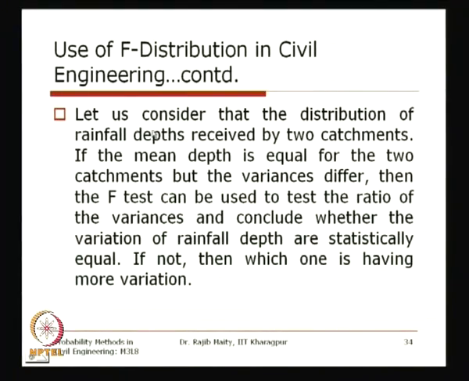And in civil engineering especially, let us consider that the distribution of the rainfall depth received by two catchments is given. If the mean depth is equal for these two catchments but the variance differs, then the F test can be used to test the ratio of the variances and conclude whether the variation of the rainfall depth is statistically equal or not. If not, then which one has more variation.